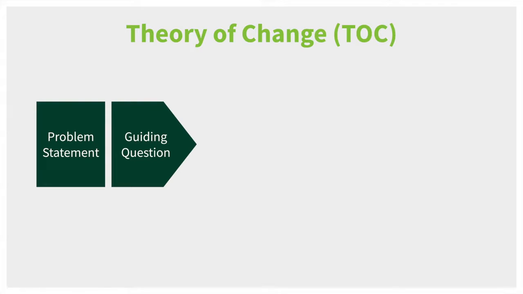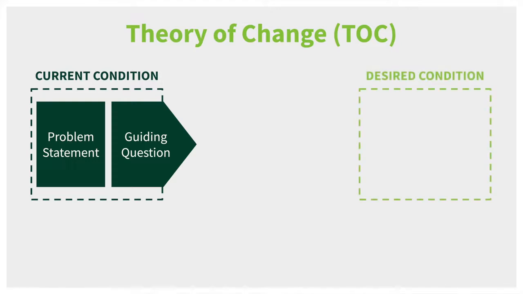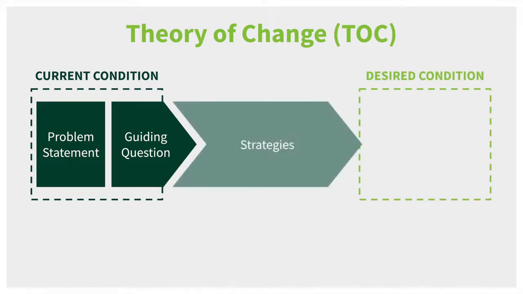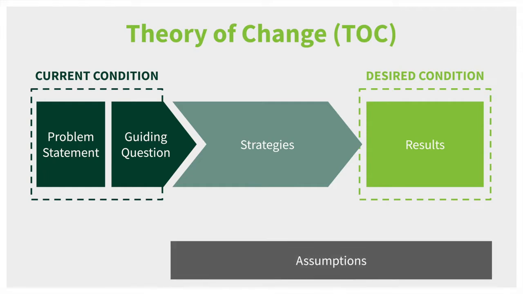Your problem statement and guiding question are the foundation for developing your theory of change. A theory of change presents a big idea that will help you get from your current condition to the desired condition. The strategies you develop should be a response to your guiding question to achieve your intended results or the desired condition. A third, very important element of your theory of change are your assumptions, which help guide the strategies you choose and what results you can expect. It's this combination of results, strategies, and assumptions that make up a theory of change.